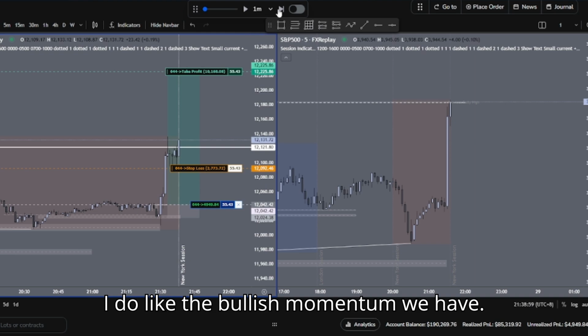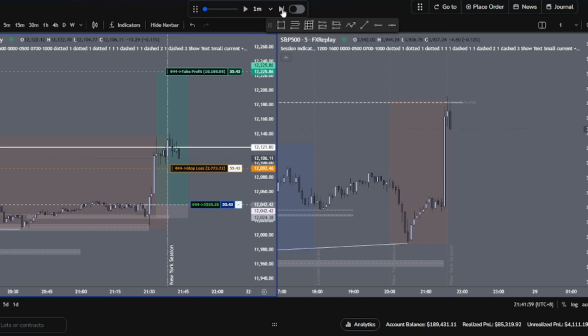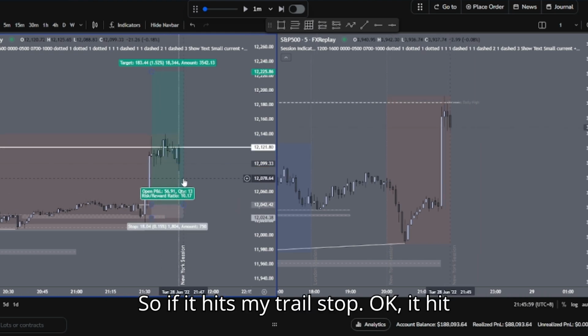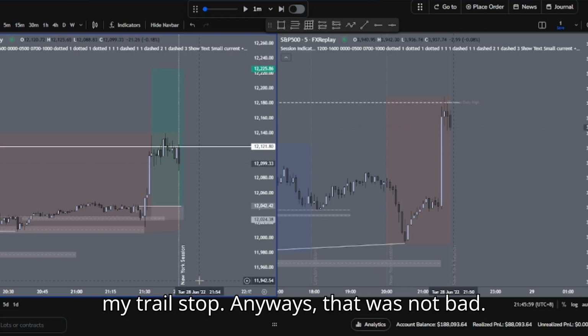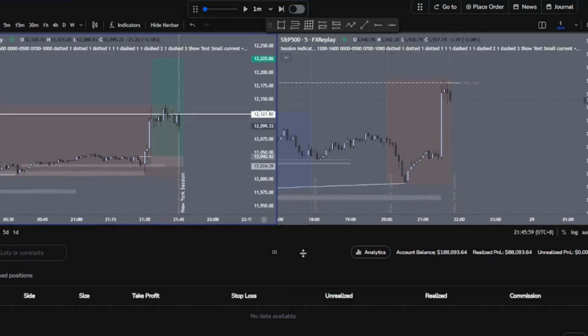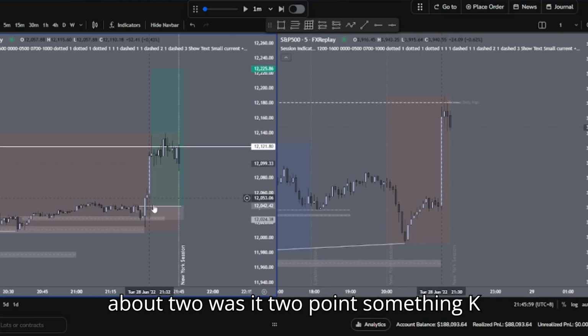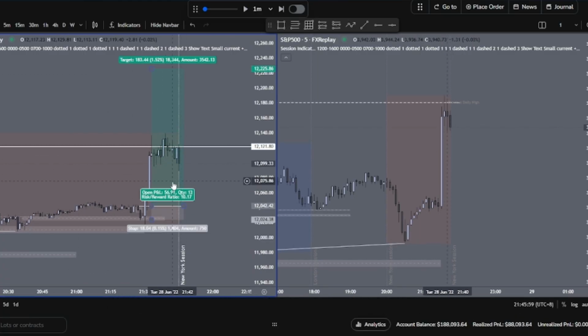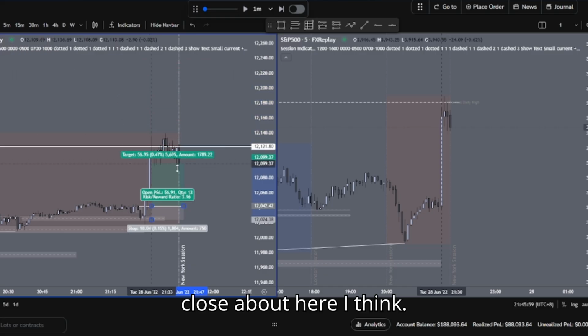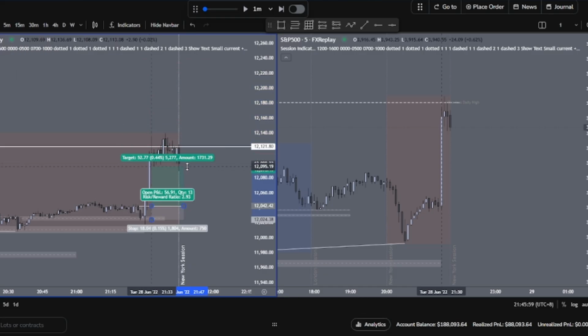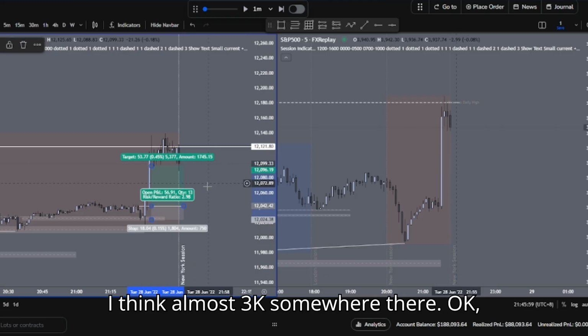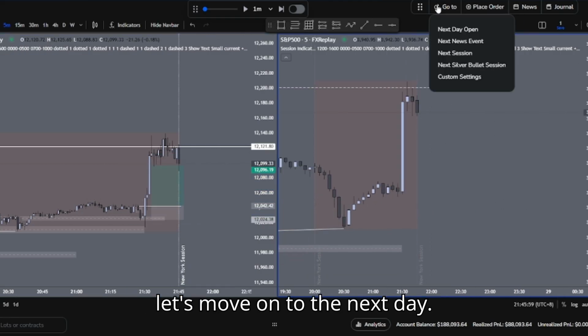I do like the bullish momentum we have. So if it hits my trail stop, okay, it hit my trail stop. Anyways, that was not bad. I can't see, but I think that's about 2 point something K. We closed about here, I think. So I think almost 3K, somewhere there. Okay, let's move on to the next day.